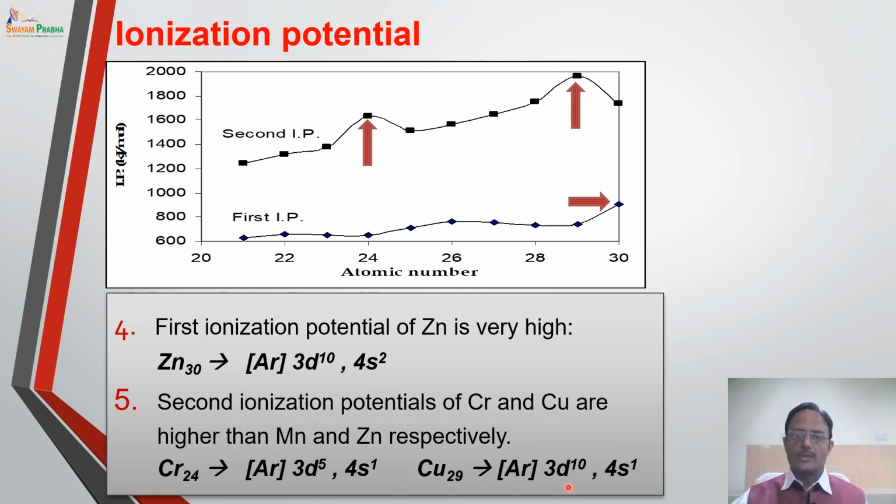Same is the case with copper. When one electron is lost, for second ionization potential we will have to remove the second electron, and second electron has to go from 3d10 configuration, which is again extra stable. So removal of electron from extra stable configuration is difficult, requires more energy, and hence second ionization potentials of chromium and copper are higher than the corresponding elements.